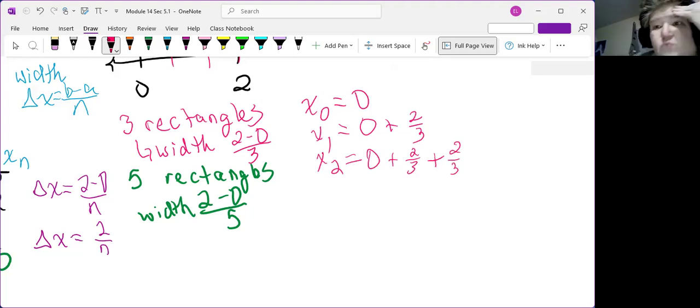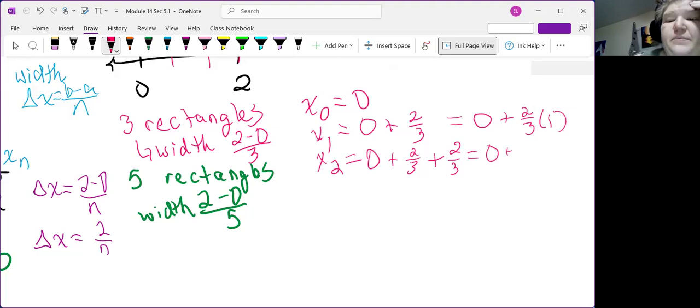And then the next one would actually be 2. If we do 2/3 plus 2/3 plus 2/3, 3 2/3, we get 2. So here, like I had my starting point plus a single 2/3. And then here I had my starting point plus 2 2/3. So I can abstract that if I was going to divide it into more.